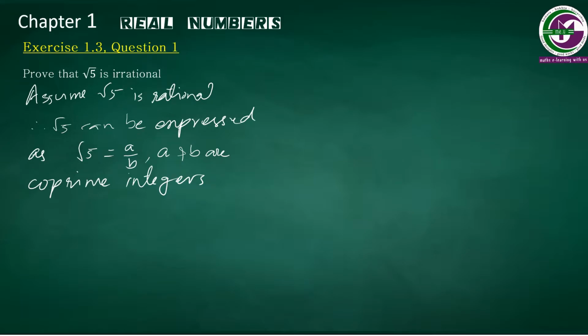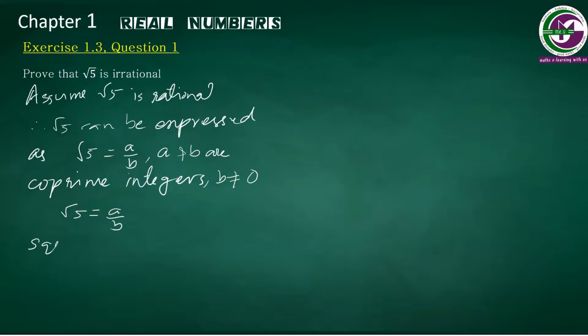You know what coprime integers are. In the last video I explained what is meant by coprime integers. That means there are no common factors between a and b, and b is not equal to 0. The denominator should not be equal to 0 for any fraction because it is not defined. Now we have root 5 equals a by b.